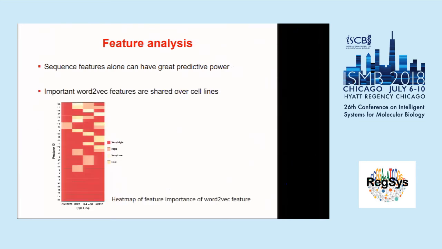We also show that the important word-to-vec features are shared across cell lines. We estimated the feature importance by using the average information gain when a certain feature is used in the decision tree. The heat map plots the top 30 important features across cell lines. As you can see, the most important word-to-vec features are shared across cell lines, indicating that the sequence level features underlying the CTCF loops are actually consistent.